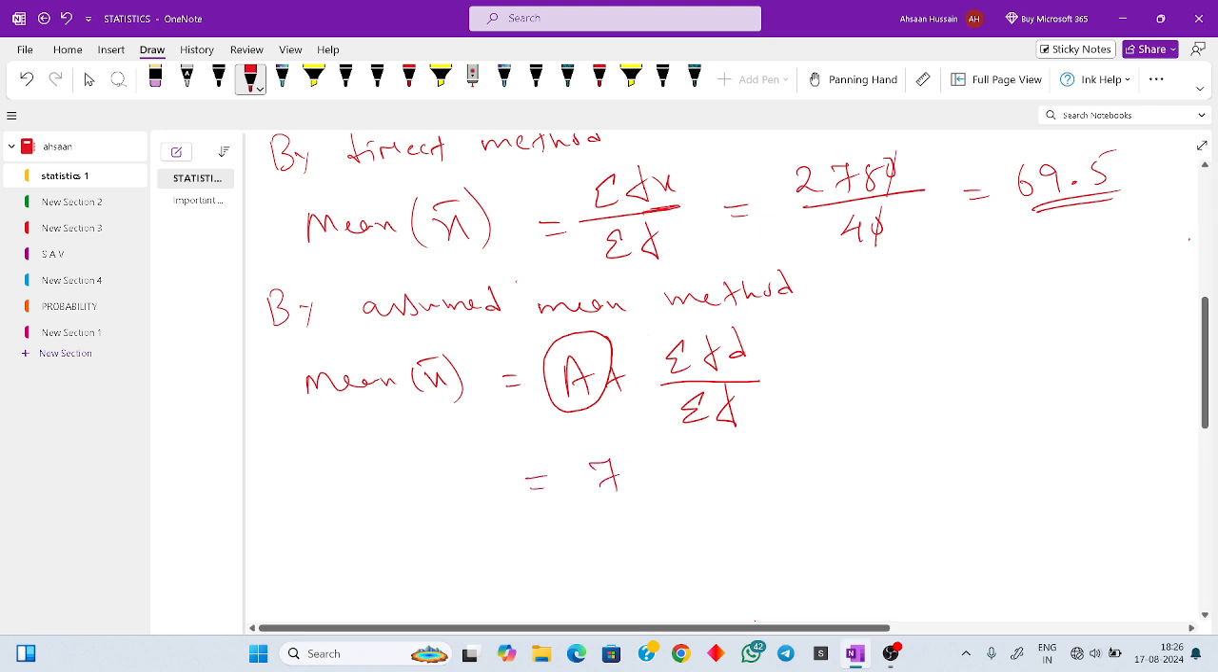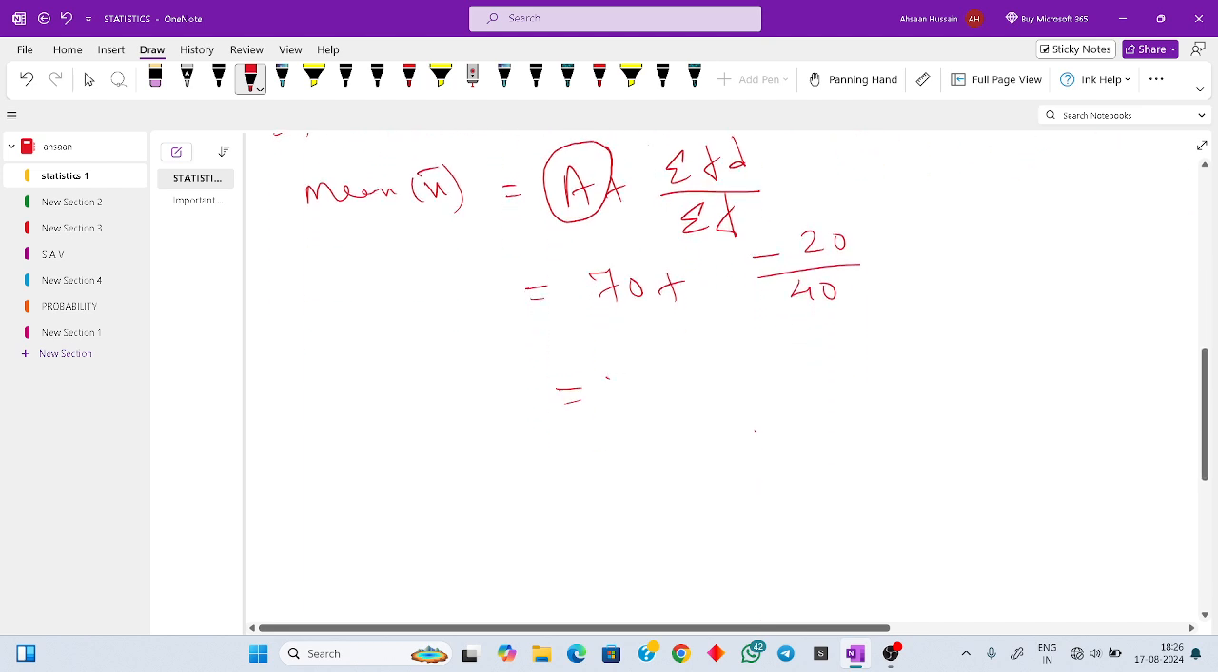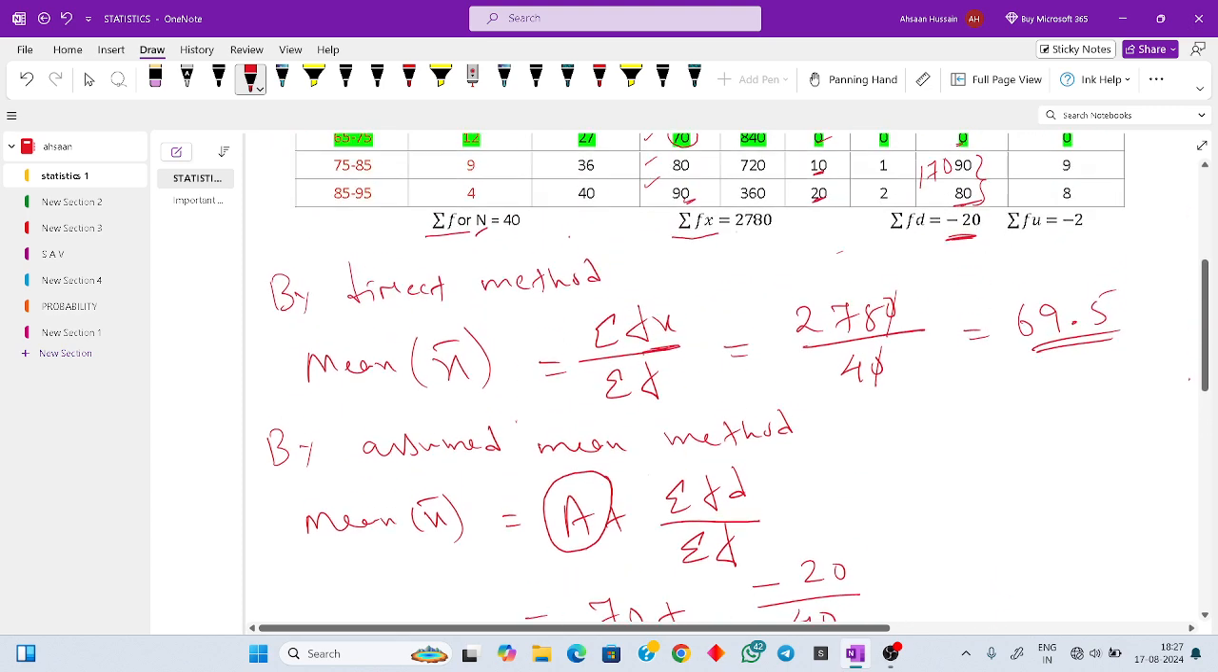So we'll write 70 plus summation fd is minus 20, summation f is 40. So it will be 70 minus 1 by 2, which means 70 minus 0.5, which will give 69.5. Again, we obtain the same result. Okay.